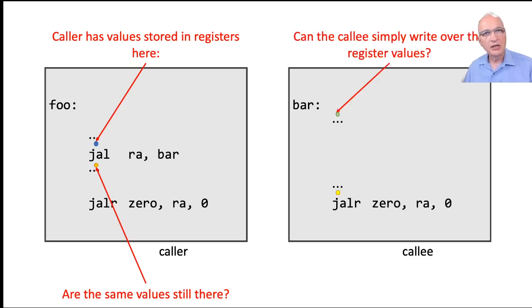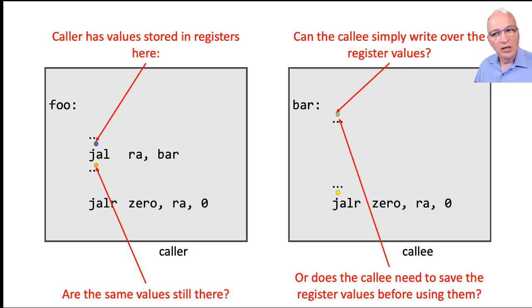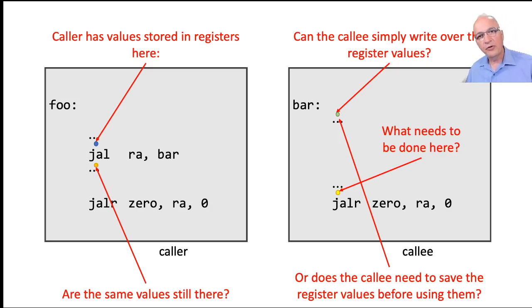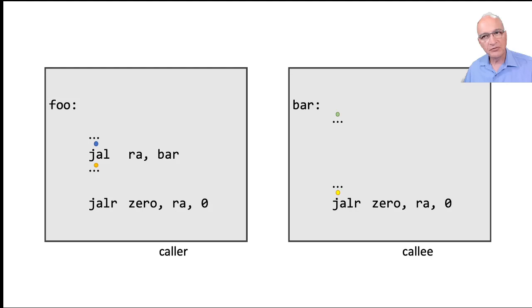And in the function bar, I have the question of, can the callee, that's bar, simply write over the register values? Of course, if I simply write over the register values, then the answer to the question in the caller is no, the values are not going to be there because the callee may have just written over them. Or does the callee need to save the register values before using them? And saving, of course, would imply saving them to the stack. And the other question is, what do I need to do at the point immediately before the return from the callee?